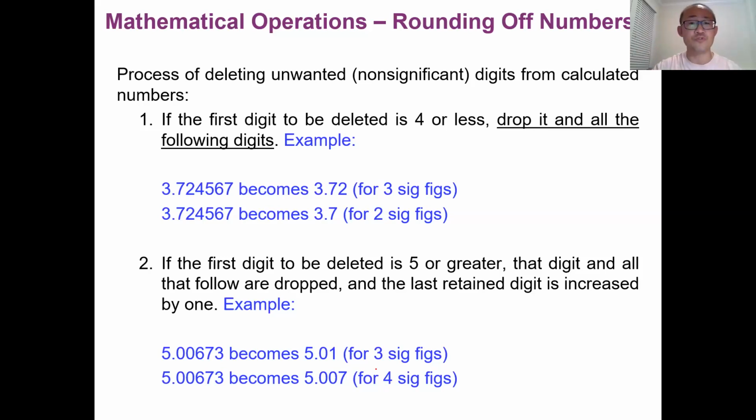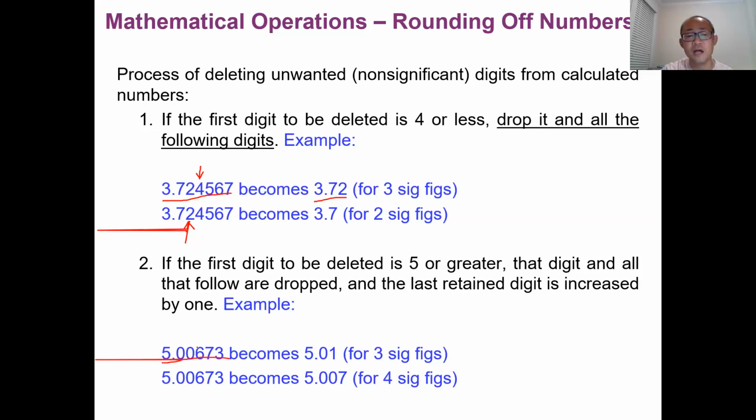I'm pretty sure you guys have done this a lot even in your math class. For example, if I want 3 sig figs, 3.72, that's 3 sig figs. So I look at the fourth one, which is 4. I round it off, and I don't need to look at anything else. If I only need 2 sig figs, then I look at the third one. The third one is 2, also round off. So 2 sig figs becomes 3.7. It depends on how many digits you want to keep. You look at the one right next to it.